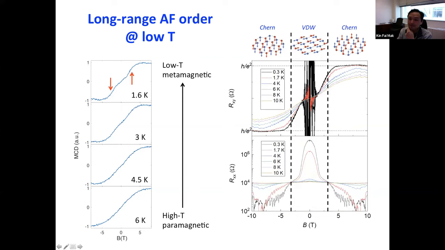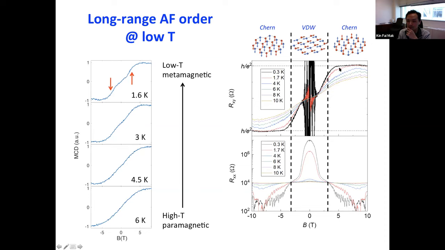And if you're still not convinced, let me show you the transport data. This is the RXY and the RXX, the top and the bottom panel, as a function of the magnetic field at different temperatures. You can see that there is a sudden increase of the RXY once you go beyond 3 Tesla, and then the RXY saturates at the quantized value of h over e squared. So the result here shows that we start with an anti-ferromagnetic state of this kind of spin orientation, but we can tilt the spins by the external magnetic field to the out-of-plane direction and produce a spin polarized Chern insulator.